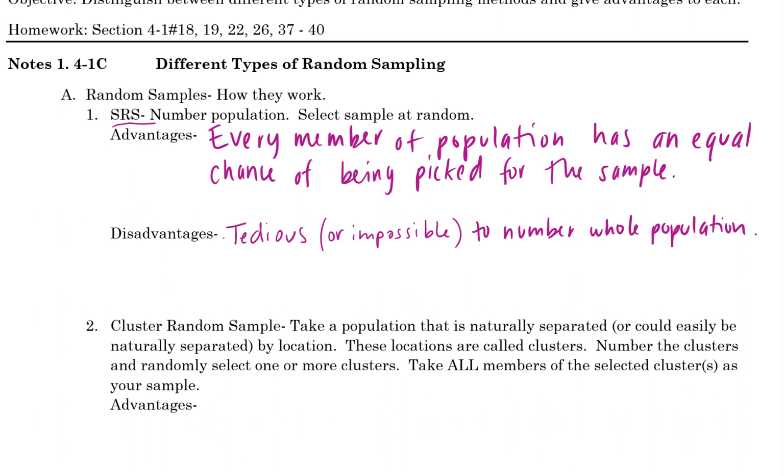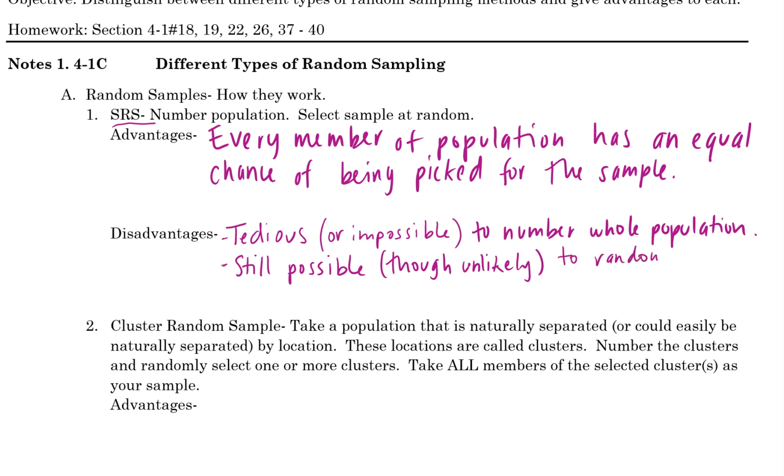So that's disadvantage number one. Disadvantage number two is that in theory, it is unlikely, but it is possible to still randomly select a sample that's not representative, since you can literally get every combination of members. So let me write that down, then I'll give you a quick example of what I mean. So still possible, though unlikely, to randomly select a sample that is not representative.